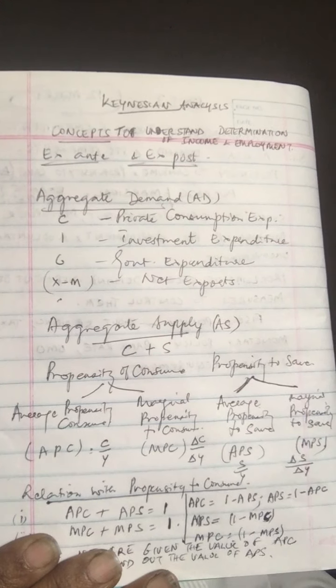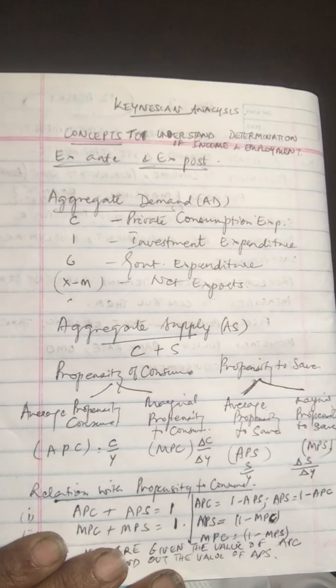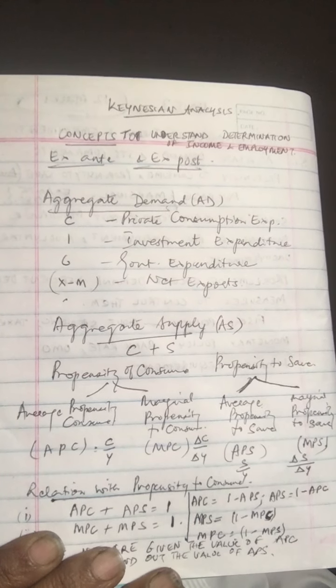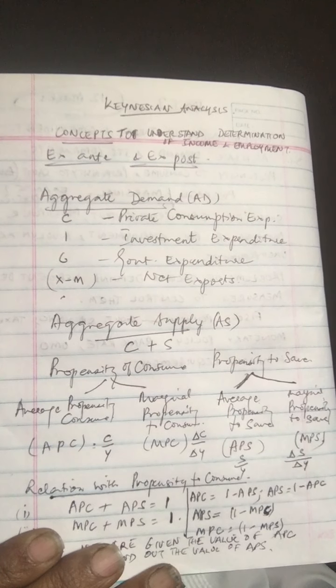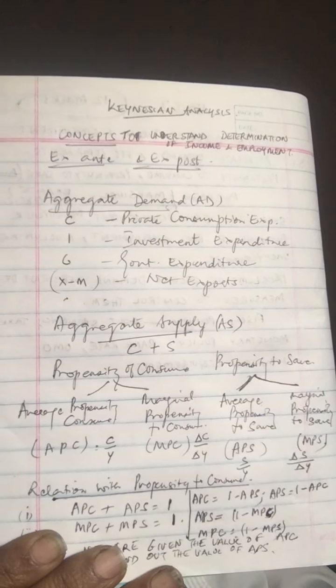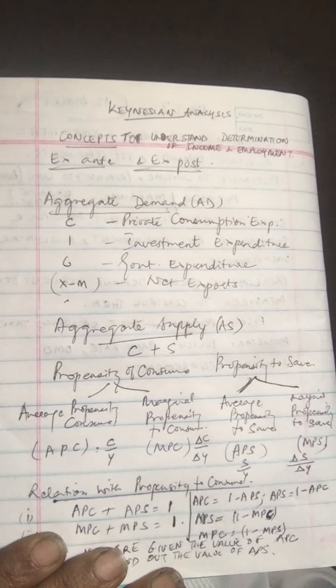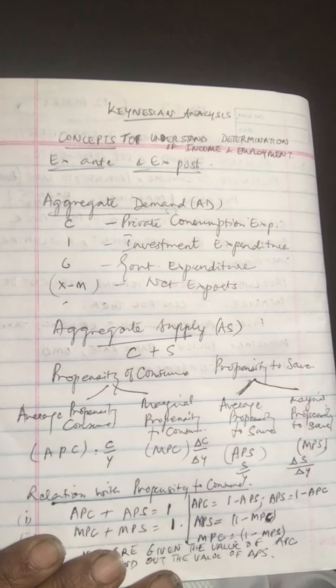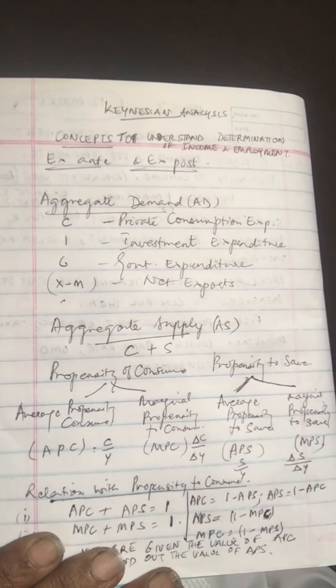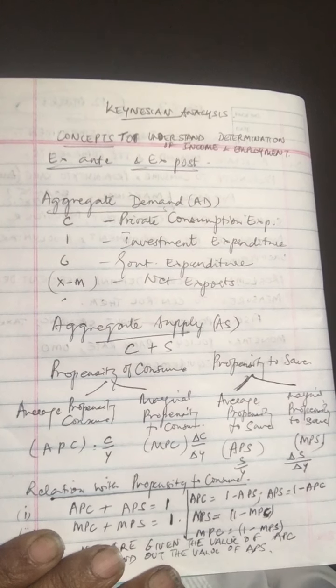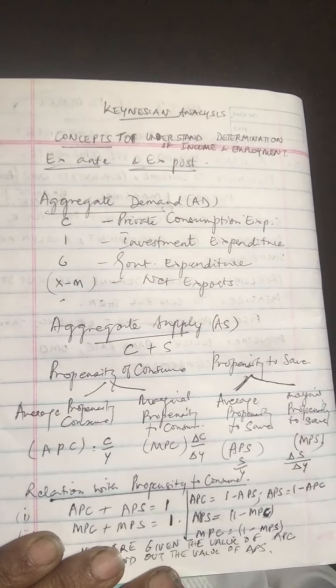Now talking about investment expenditure, it is the planned expenditure on new capital goods by producers during a period of time. So these capital goods are in the form of machinery, buildings, equipment, inventory. So investment comprises expenditure on A, fixed capital business assets like machinery, equipment, buildings. B, we have inventory. And C, we have residential construction.